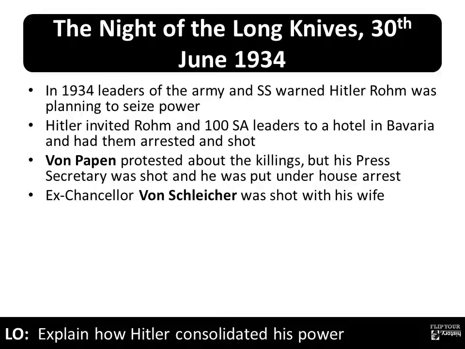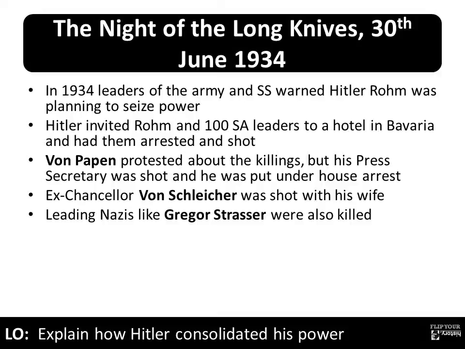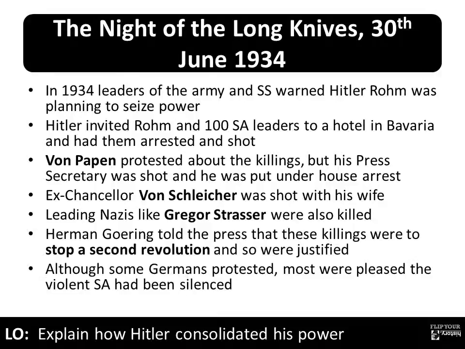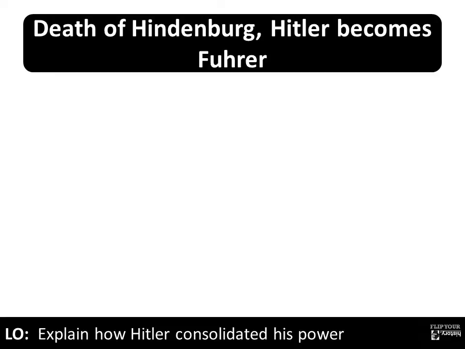Ex-Chancellor von Schleicher was shot with his wife, and leading Nazis like Gregor Strasser were also killed, as Hitler made sure he had complete control. Hermann Goering told the press that these killings were to stop a second revolution and so were justified. And so, although the people were worried, and some protested, most were pleased that the violent SA had been silenced, and Germany seemed to be calmer.